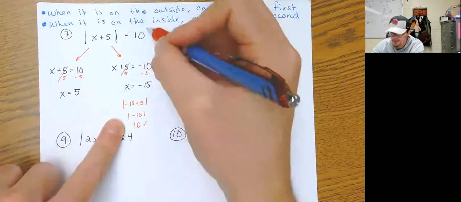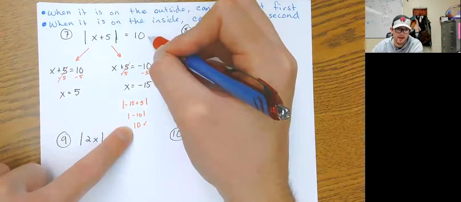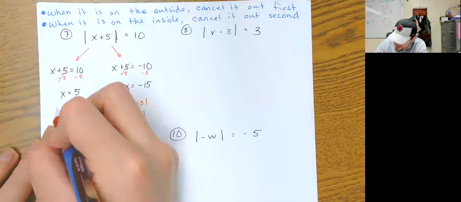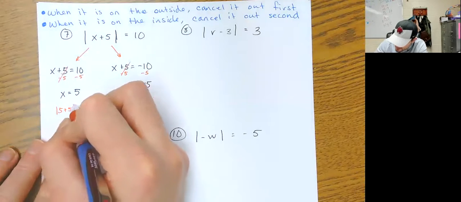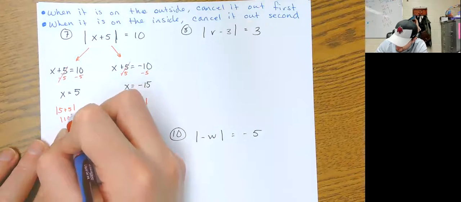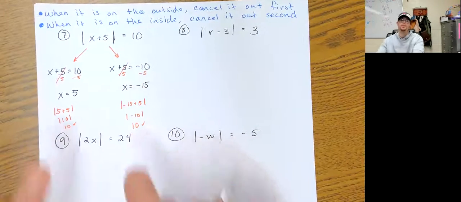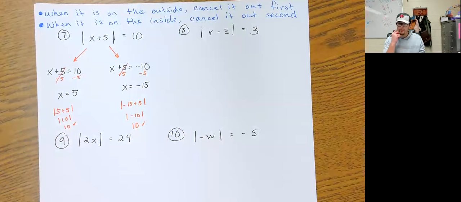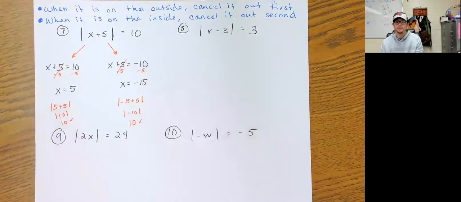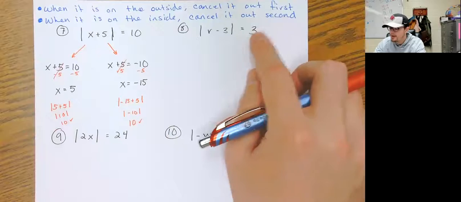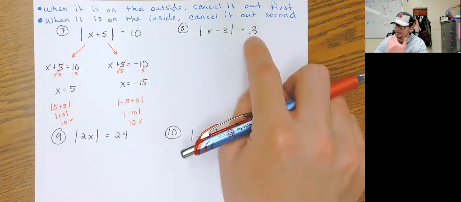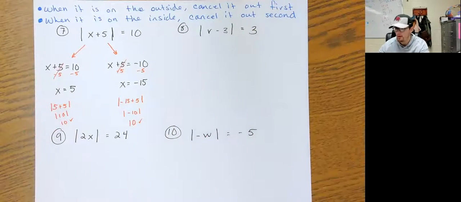It checks off. I still get out 10, and when I plug in 5, the absolute value of 5 plus 5 is the absolute value of 10, which is 10. Checks off. They both will give me 10 when I plug them in, okay? It still works. It's just I get two very different looking answers. So same thing over here. Is that a positive 3? Yes, it is. So it will work.